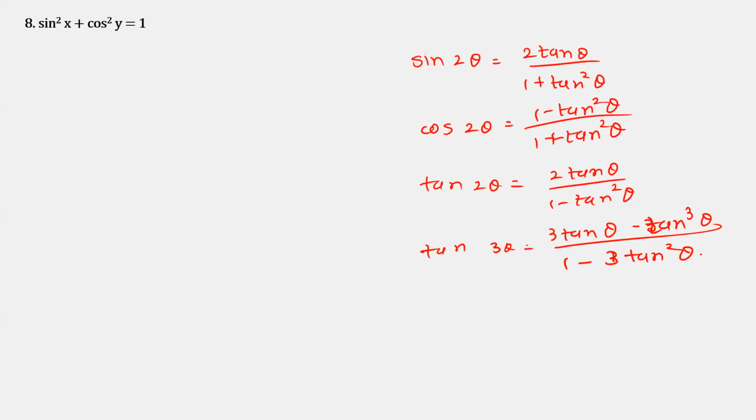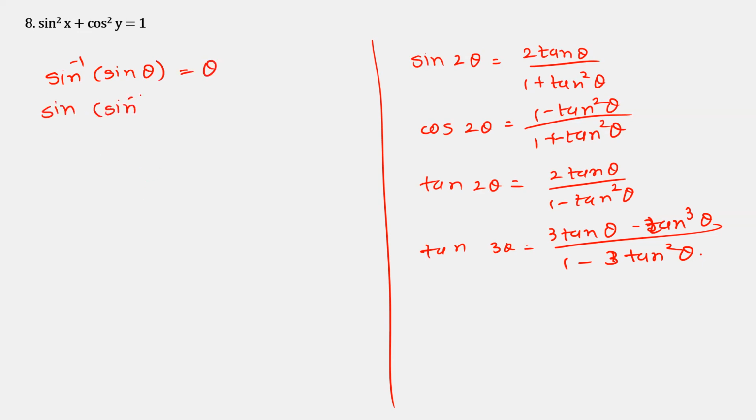Again, one more thing should be revised. Sine inverse of sine theta is theta, if you remember. And sine of sine inverse theta is also theta. So if we get something like this, it will be very easy to differentiate. Sine inverse of sine theta, this is to be remembered. So now you will see what I should assume as x, so my question will become so easy.